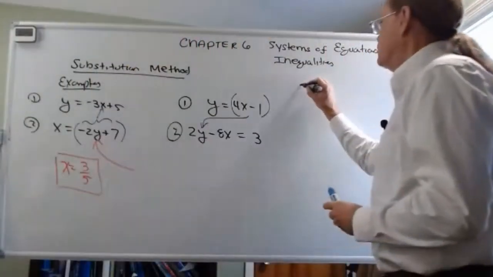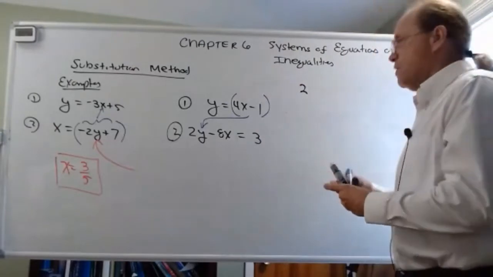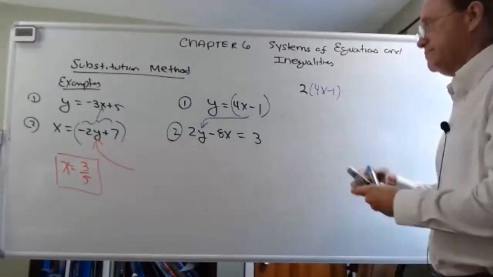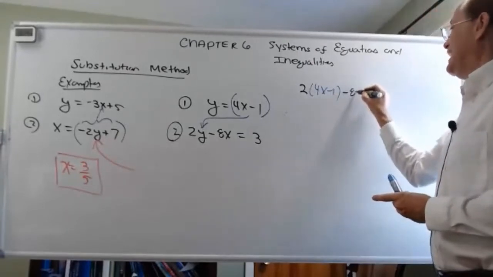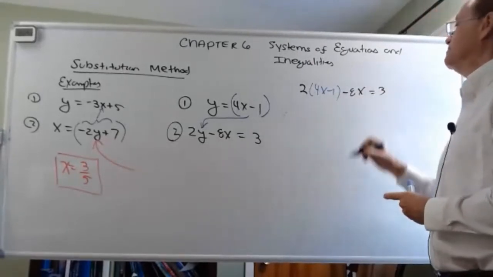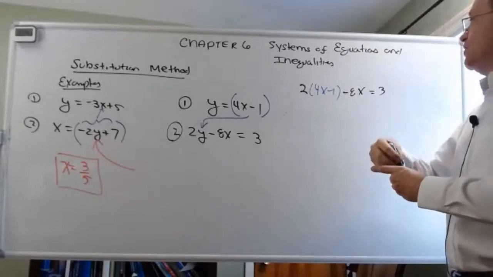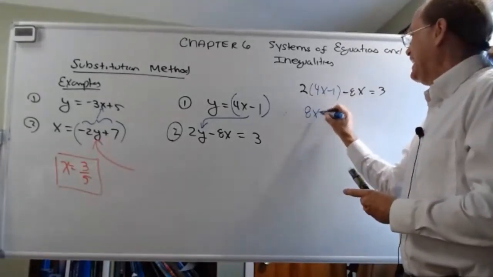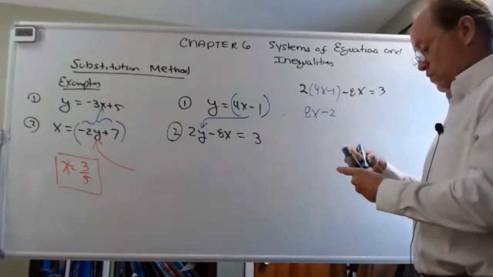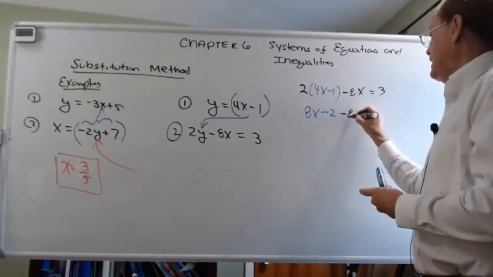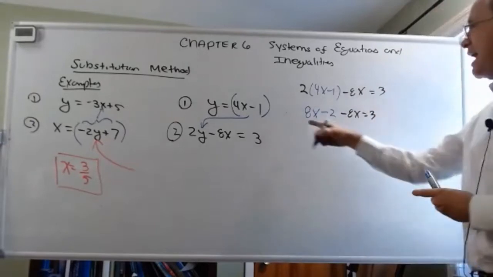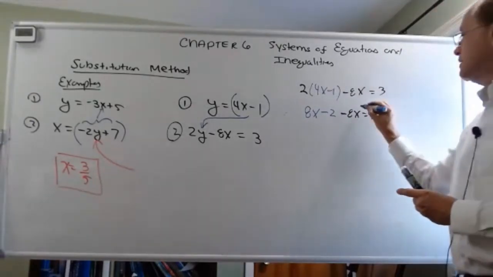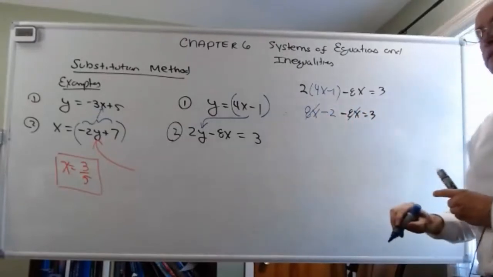So let's do that over here. I'll do 2 times y, which is 4x minus 1. Make sure you include the parentheses. Be careful here. Minus 8x is equal to 3. Okay, multiply through over here, and I end up with 8x minus 2 minus 8x equals 3. Well, what happens to the x terms? They cancel each other out. They're gone.